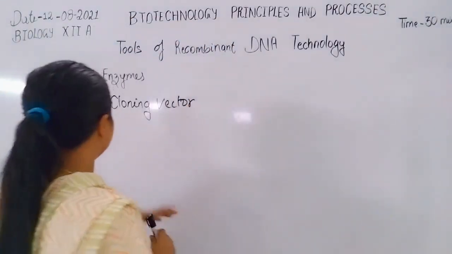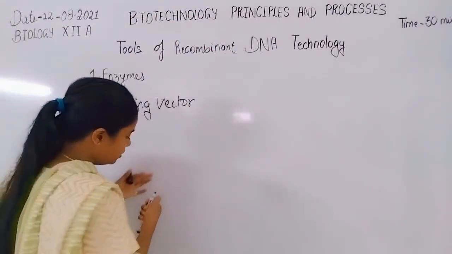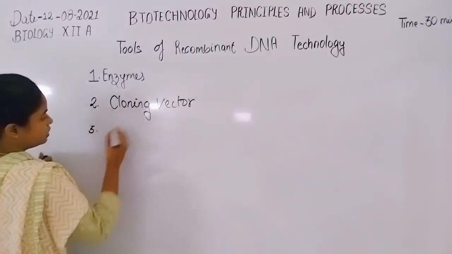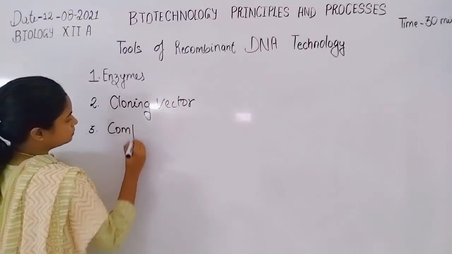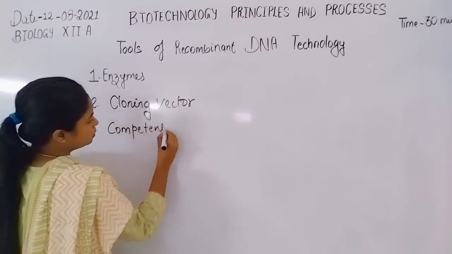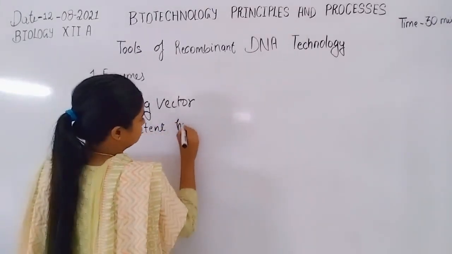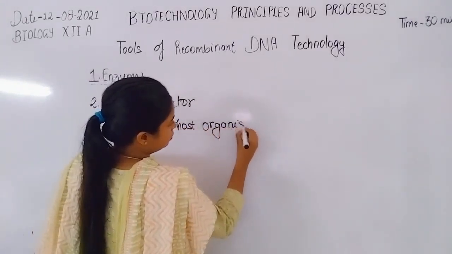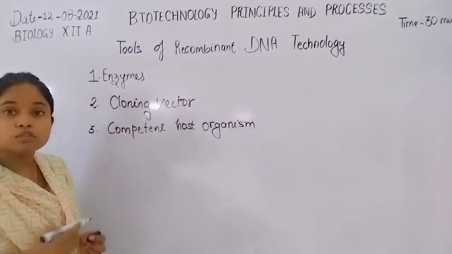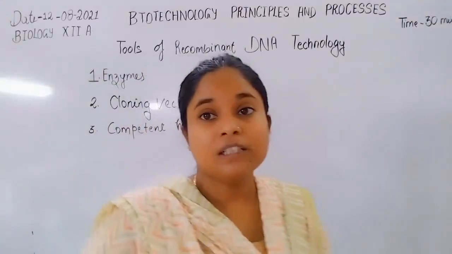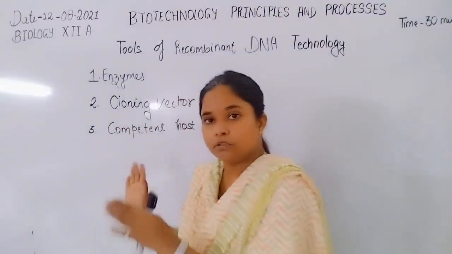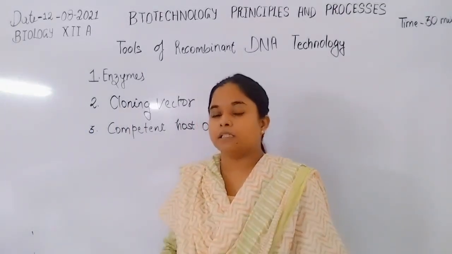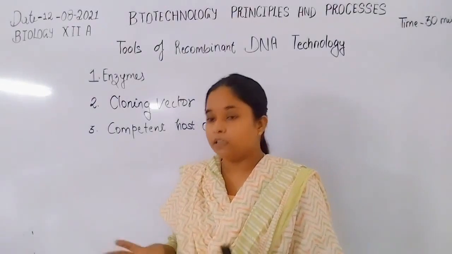After the cloning vector, the third very important tool is the competent host organism. So overall, these are the major tools generally utilized in the production of recombinant DNA and our desired product.